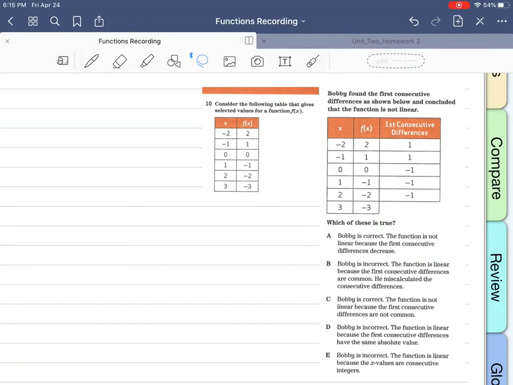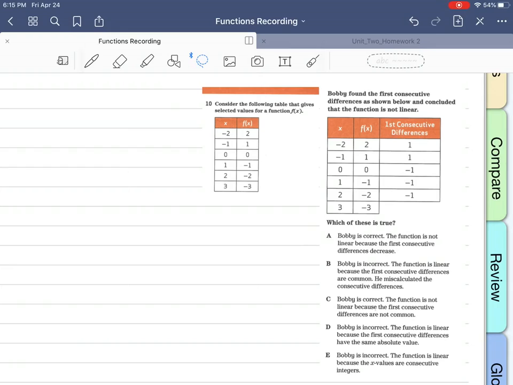Finally, number 10. It says to consider the following table that gives selected values for a function f of x. Bobby found the first consecutive differences as shown below and concluded that the function is not linear. Which of these is true?